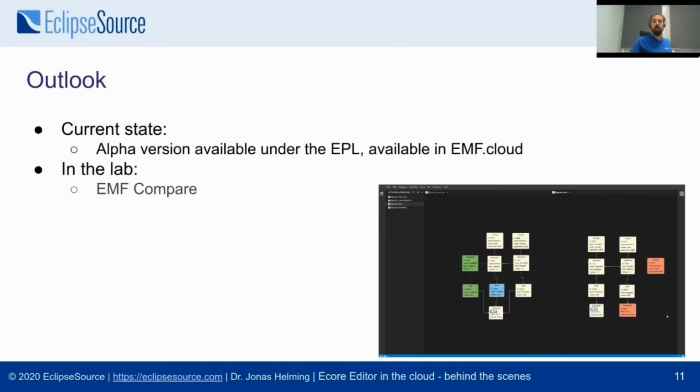What we currently have in the lab is an integration of EMF compare. You see a screenshot down here. This is actually two versions of a diagram being compared, and we see the colors show that, for example, on the left side there are two nodes or two classes added. On the right side, the red ones have been deleted. And again, this is achieved by integrating the existing EMF compare technology on the server and just visualizing it in the web frontend. What we are looking for is contributions.